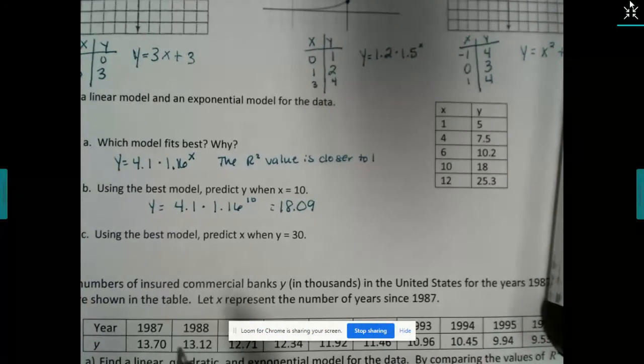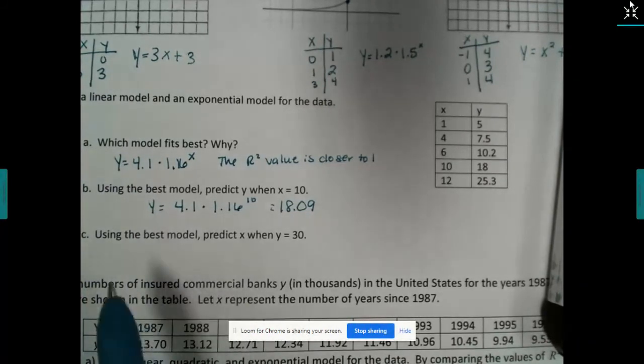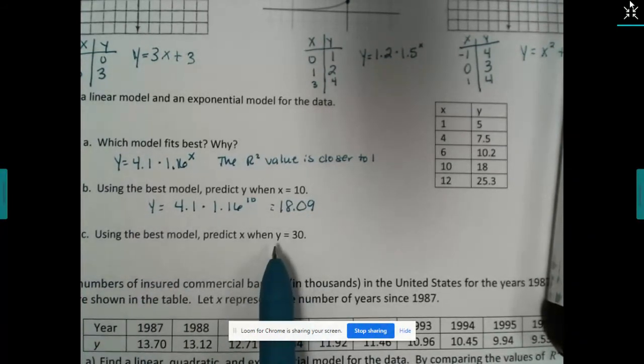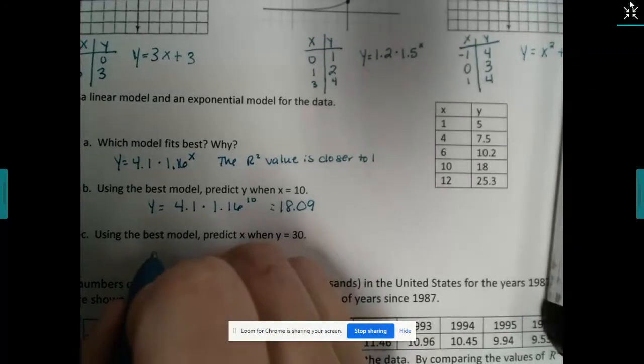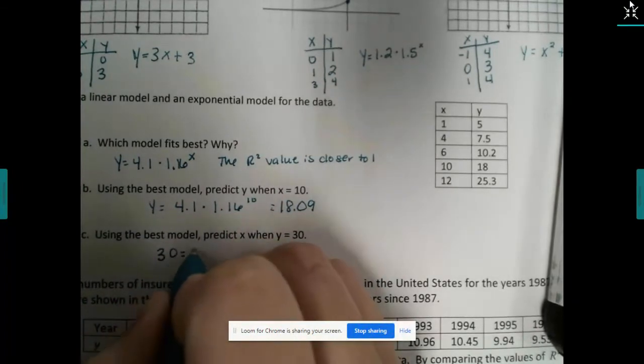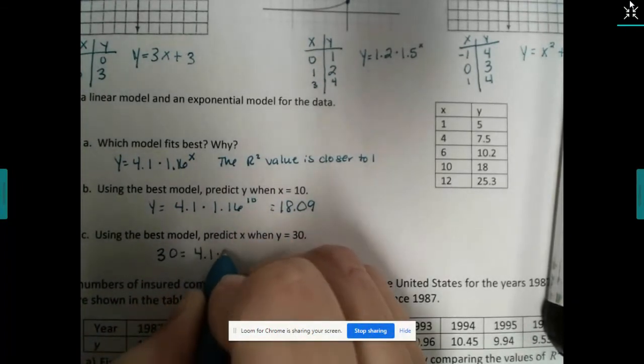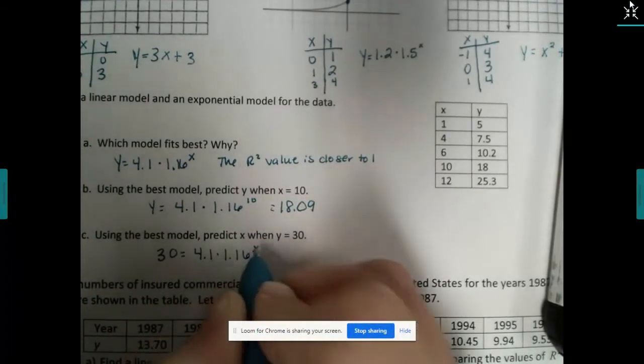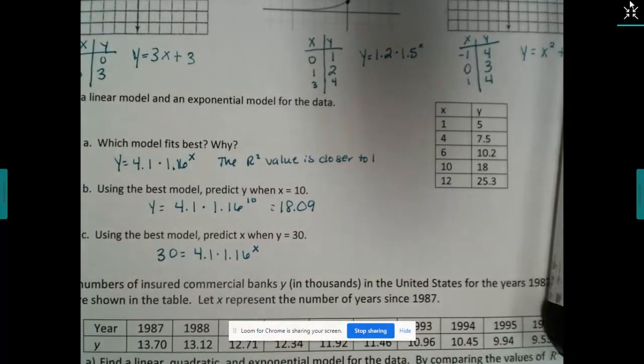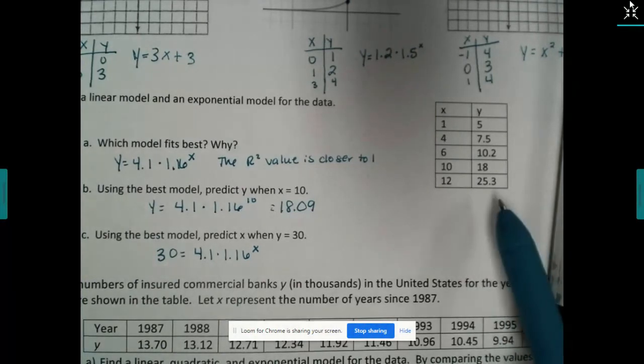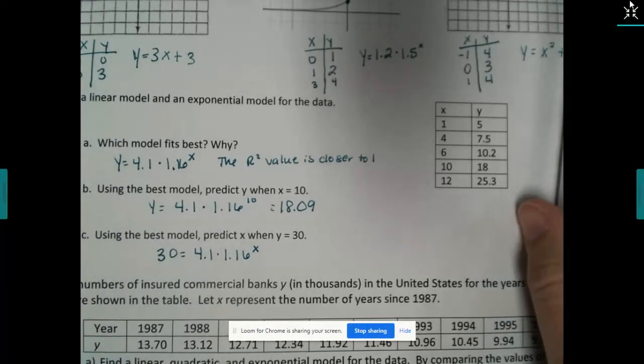So let's look at C. So C, we want to use the model to predict when y is 30. So we can do 30 equals 4.1 times 1.16 to the x. Now we can solve this by hand. I know that we haven't done this in class. You should have done it in Math 3. But we will do this later on. For now, though, we'll use Desmos. So if we look at our table at 12, we're at 25.3. So we know it's going to be above 12.